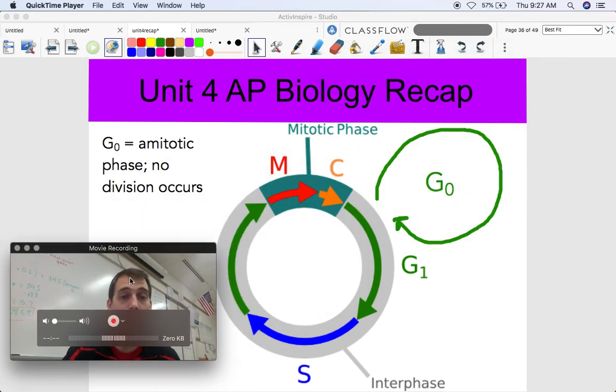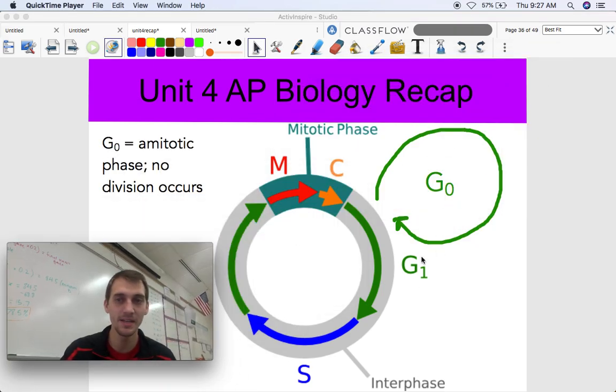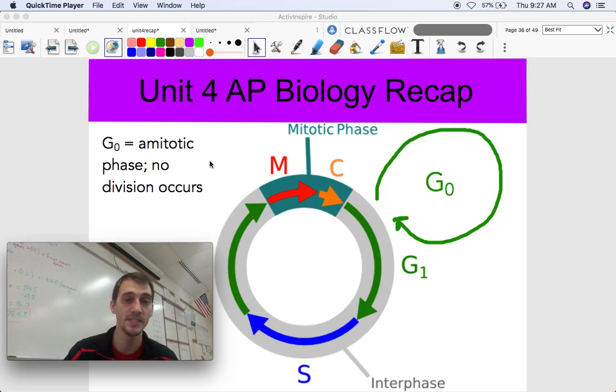Okay, but, all right, I added a little loopy on this cell cycle. Why? Because it's missing gap 0. Hey, if a cell is told not to divide, it's amitotic. It'll stay in what's called gap 0 phase. So an example of a cell in a gap 0 phase is a neuron.